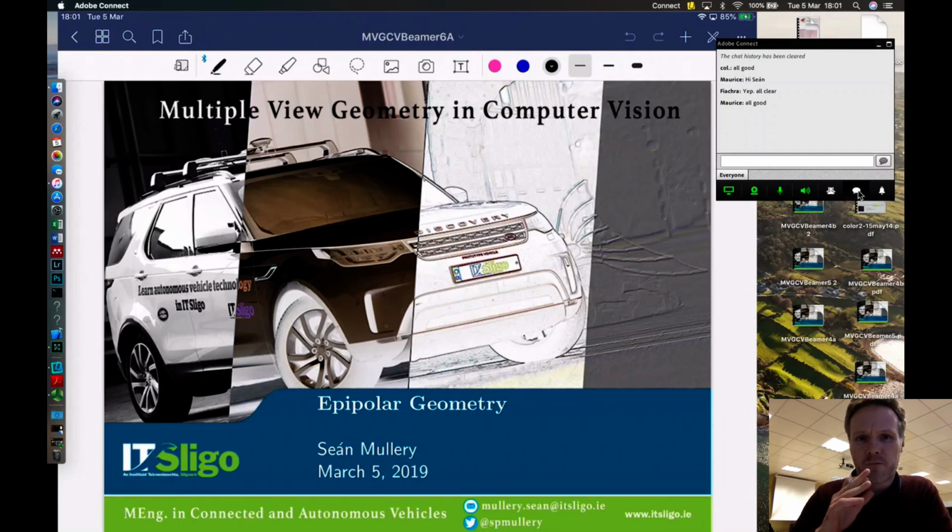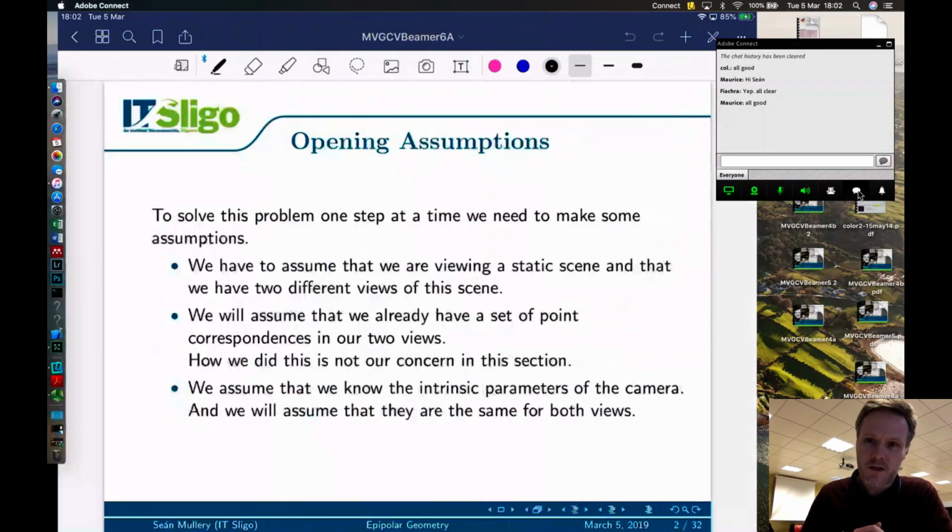So this will be in 2 parts. The first thing we're going to do is try and find out the rotation and translation between the 2 views. And then in next week's lecture, we're going to look at how from there we can try and figure out the 3D geometry or the 3D coordinates from that. There'll be a few other parts in next week's lecture as well, but that'll be the main idea.